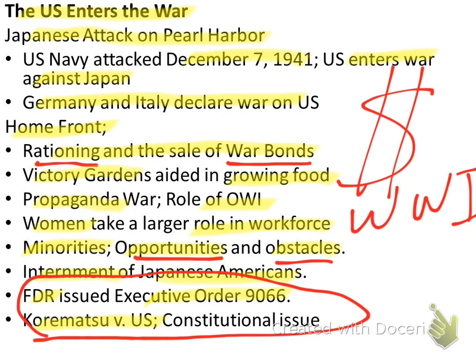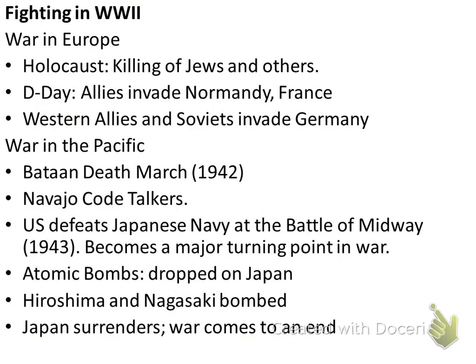Let us continue with our next slide. And the next slide is fighting in World War II. There are two different battles taking place in World War II. First, we have the fighting in World War II. We have the war in Europe, and then we have the war in the Pacific. So we have two fronts. We have the European front, and we have the Pacific front.